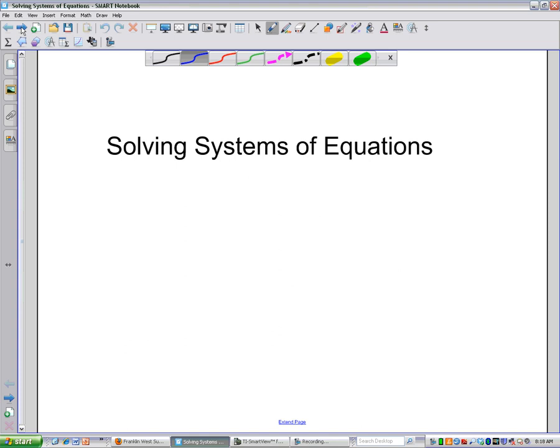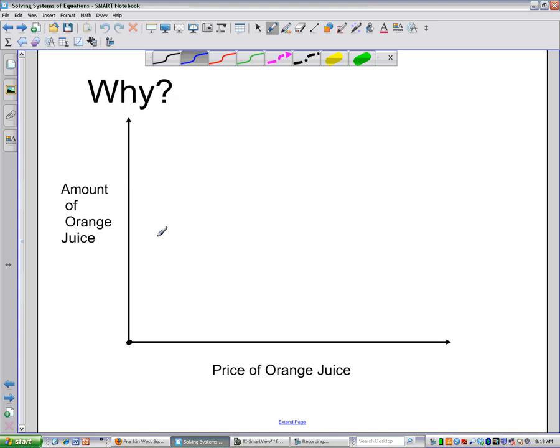And so the first thing that we probably want to answer is why? Why do we want to bother to solve a system of equations? What's the point? What do we get from it? What do we learn? That sort of thing.